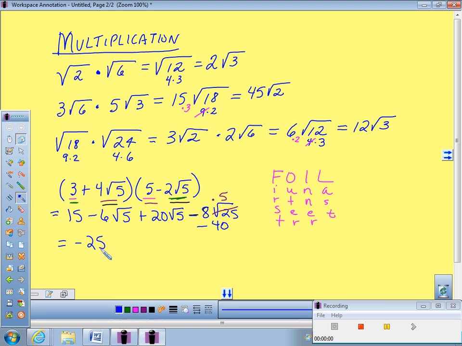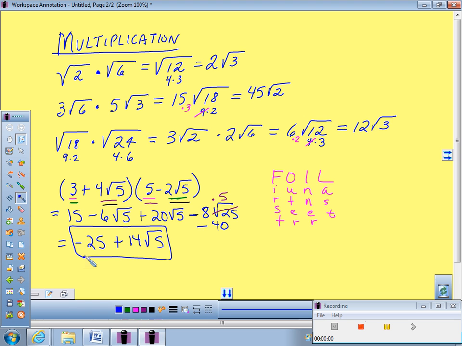Then you also want to combine the 2 terms that have square roots of 5 on them. The negative 6 square root of 5 plus 20 square root of 5 is going to add up to be 14 square roots of 5. And there you have it. You have FOILed those 2 together, and you have found your solution. Negative 25 plus 14 times the square root of 5.